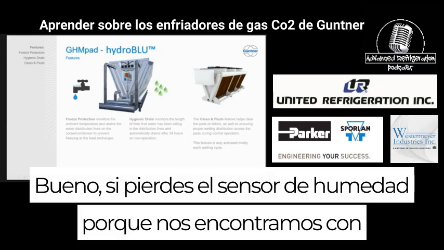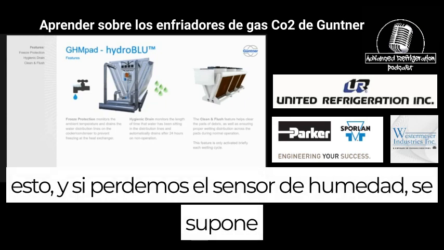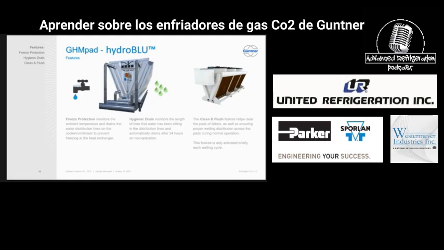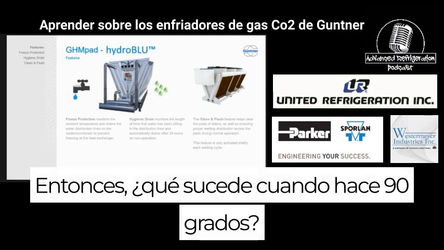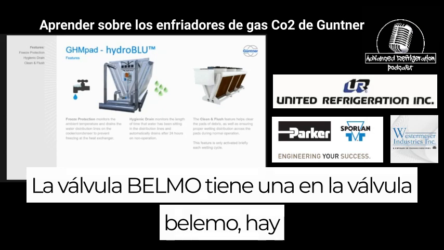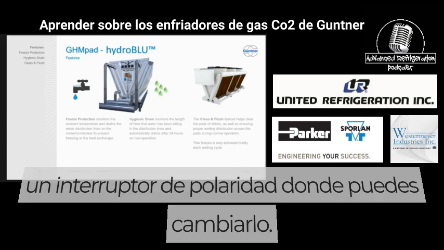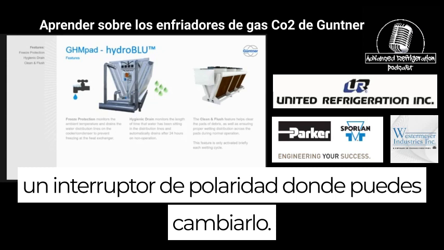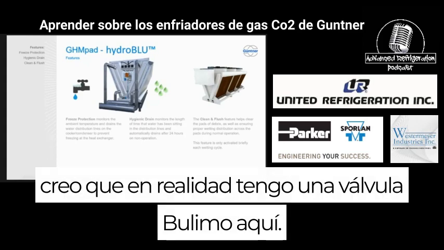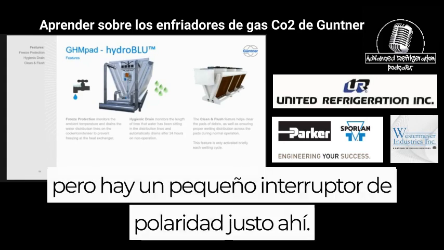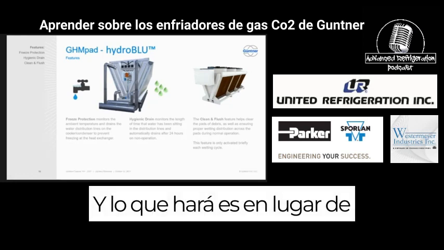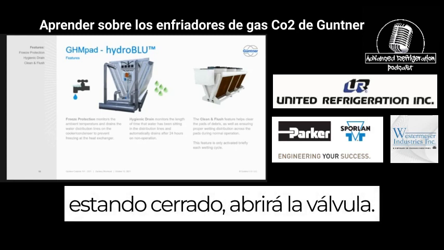Well, if we lose the humidity sensor, because we've run into this, is it supposed to shut the water down or will it go fail safe? What happens when it's 90 degrees outside and it needs the water? Is there a way to override it? Yeah, so the Belimo valve has a polarity switch where you can just swap it. If you open up the cover, and I think I actually have a Belimo valve right here, I don't know if you can see it or not, but there's a little polarity switch right in there. You could take a flathead and change it. And what that'll do is instead of being closed, it'll open the valve.